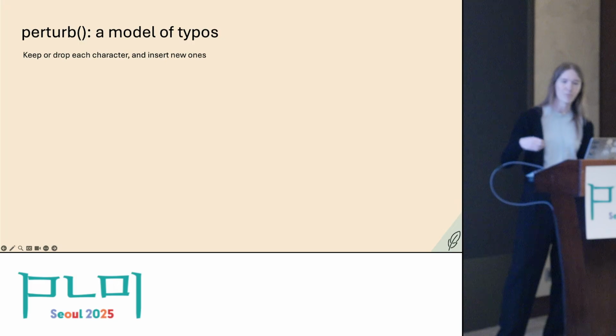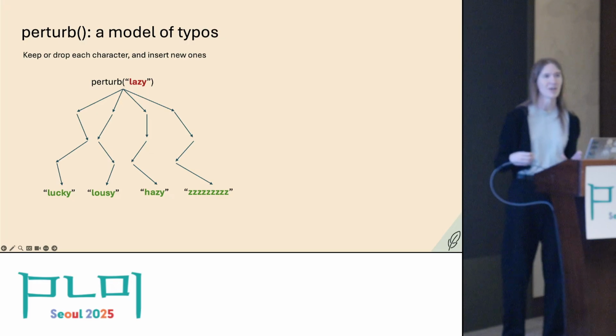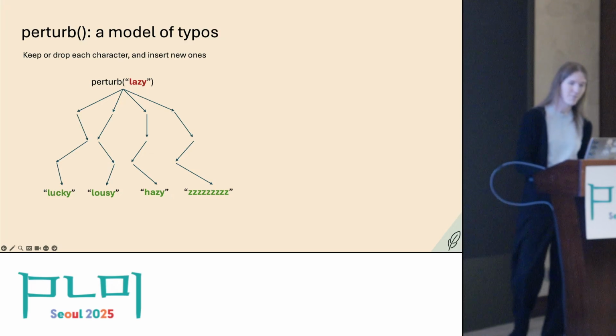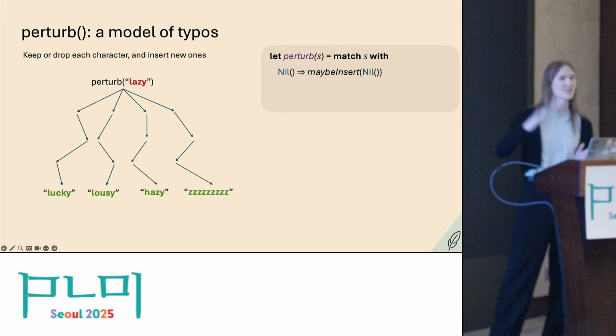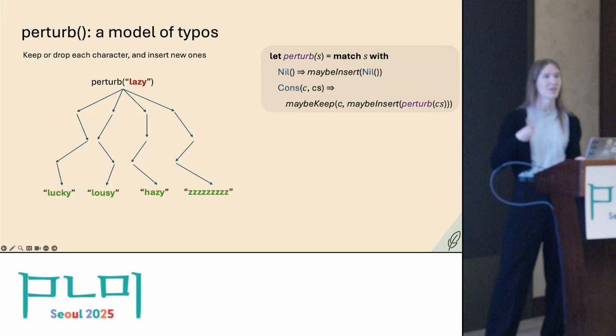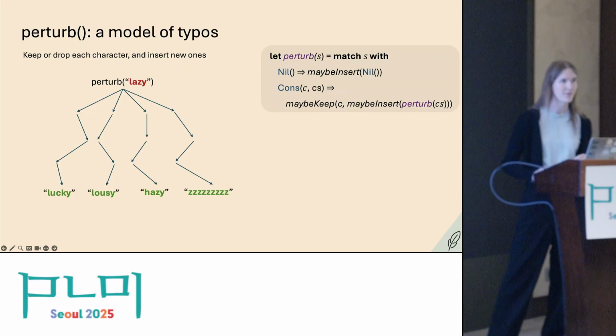Say we've written a probabilistic program perturb that takes a string and stochastically inserts typos. So for example, we might run this on the word lazy and get out words like lucky or lousy or hazy. And there are actually infinitely many possible strings that this could produce. Now, as a program, perturb is going to be a recursive function that takes an input string of characters, and either that input is going to be a nil, in which case it's just going to insert any number of characters, or the input's a cons, where we'll decide whether or not to keep that first character, we'll insert some number of characters, and we'll recurse on the tail of our input.